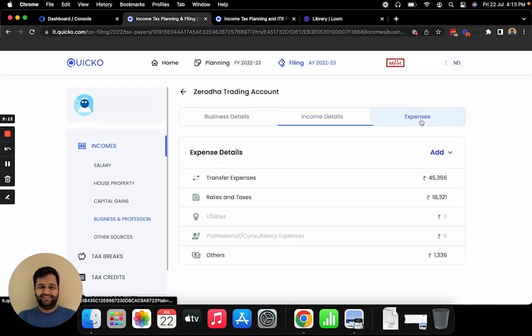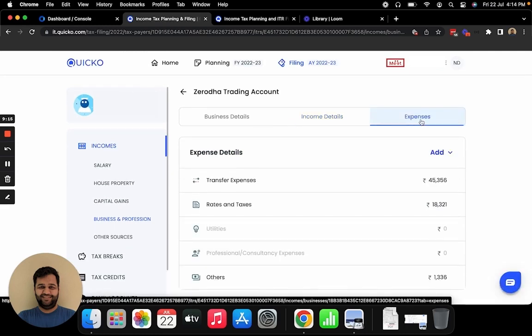What's really awesome is Quicko also automatically imports all your transfer expenses from your Zerodha Demat account, right? So any brokerage charges, any interest fees charged, exchange turnover fees, stamp duty, any GST, right? So taxes also are automatically imported. So all the expenses are automatically imported.